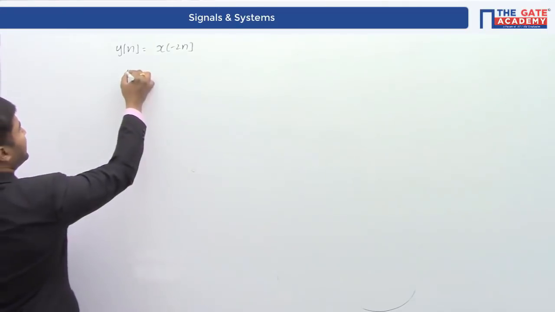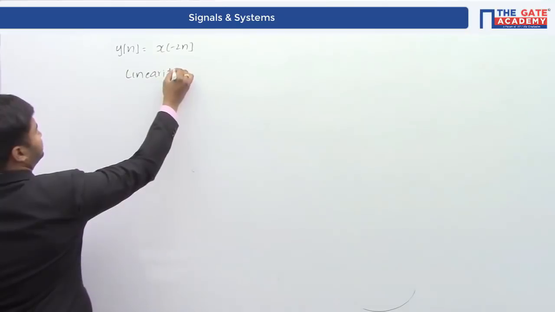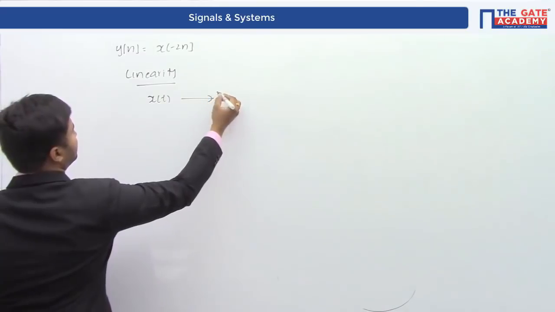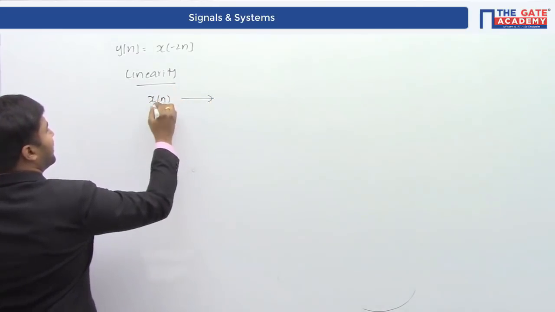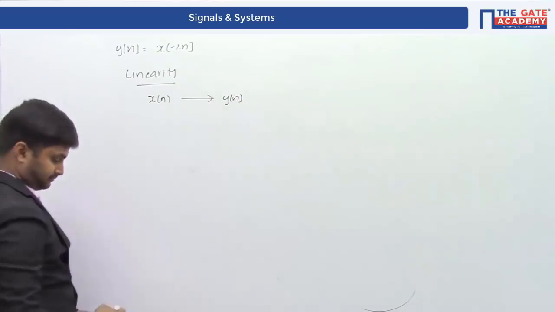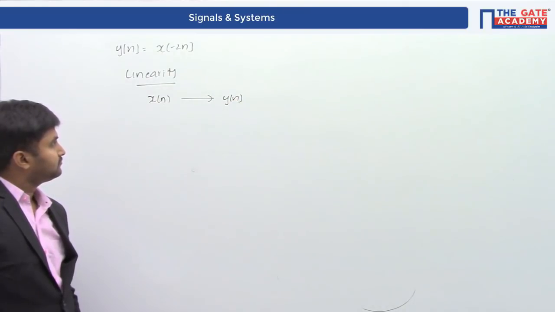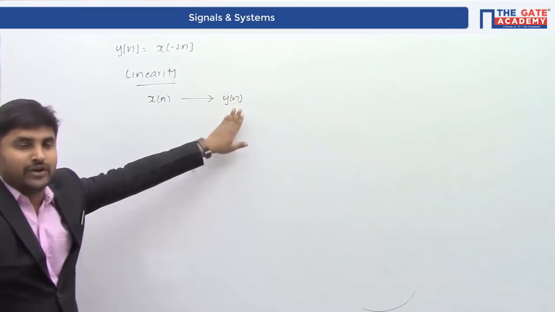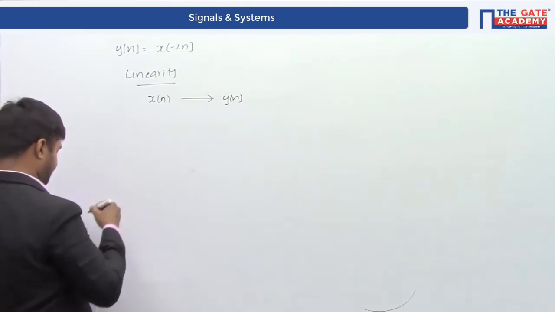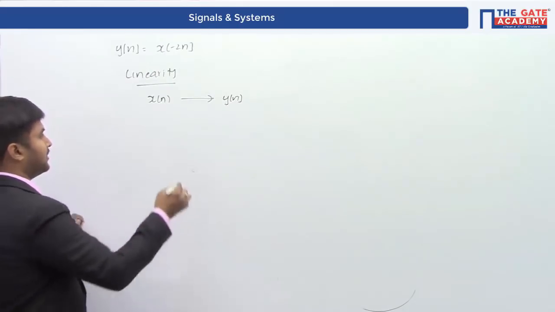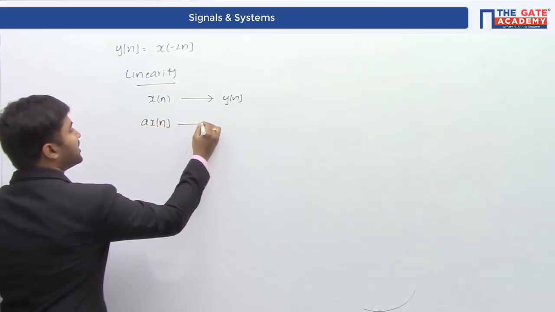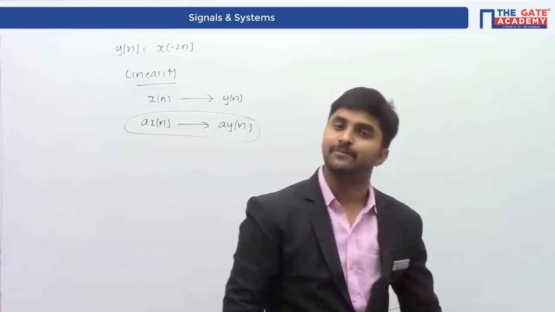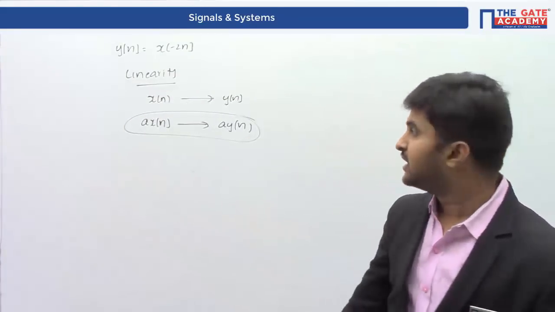First, we will start with the linearity. Linear system means x of t gives y of t. Here it's discrete time, so x of n gives y of n. In the case of a linear system, x of n has to lead to y of n, and then a into x of n has to give me a into y of n. If this is satisfied, I will call my system a linear system.